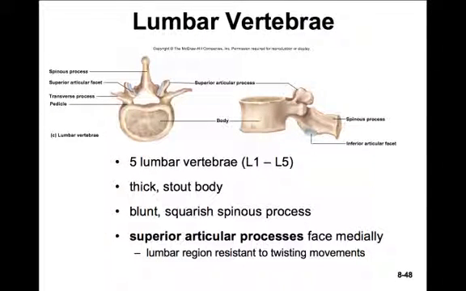The lumbar vertebrae, number 5, L1 through L5, are characterized by a very thick, stout body. This is how we can tell a lumbar vertebra from any other. They have a much shorter spinous process, and it's pretty square. The costal facets are no longer there because obviously there are no ribs to articulate with.